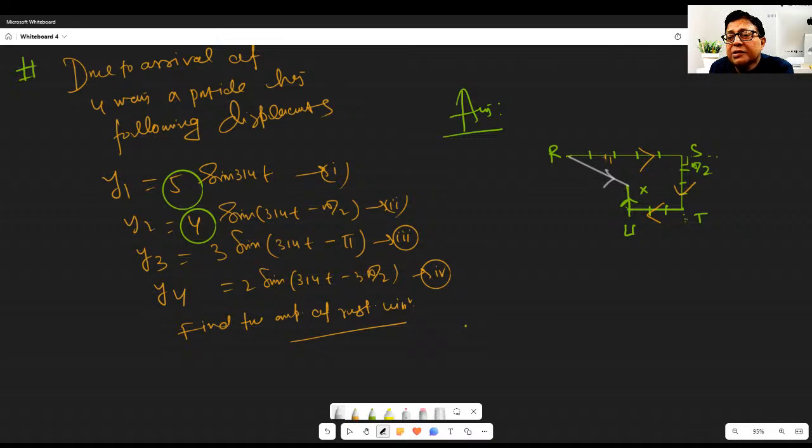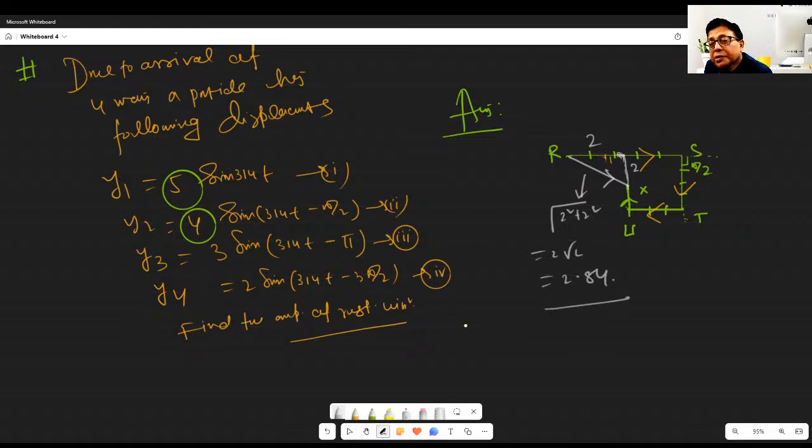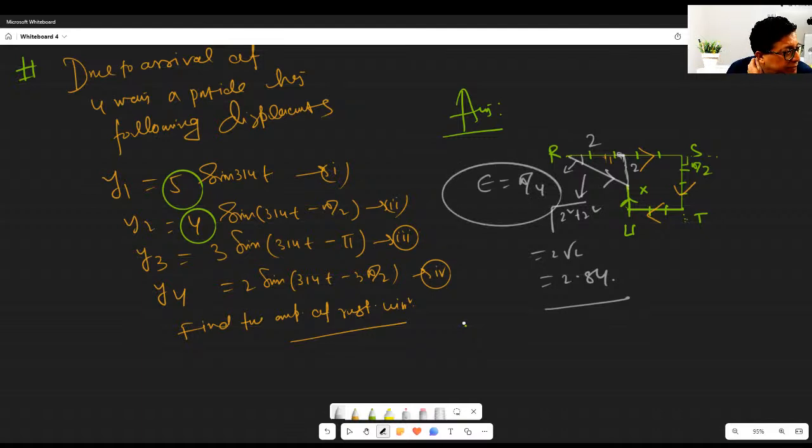This thing, it's very easy. This is 3 unit means this part 2, this part 2. So this is going to be 2.84. Done, resultant amplitude. And epsilon, that is the phase difference of the resultant with the first one, is pi by 4. I hope you have understood. Is it okay?